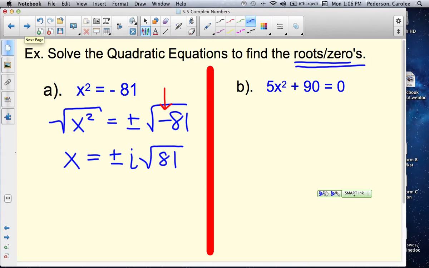And then we try to break down 81. Well, 81 is a perfect square, 9 times 9 is 81. So 9 pops out. So our final answer is plus or minus 9i.